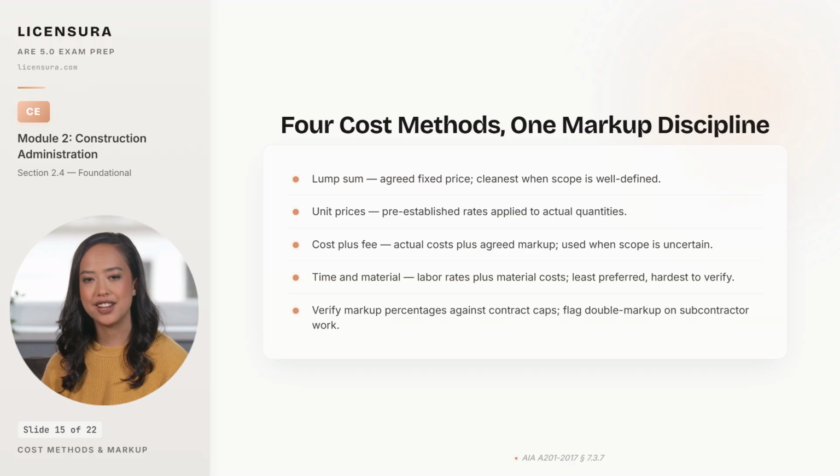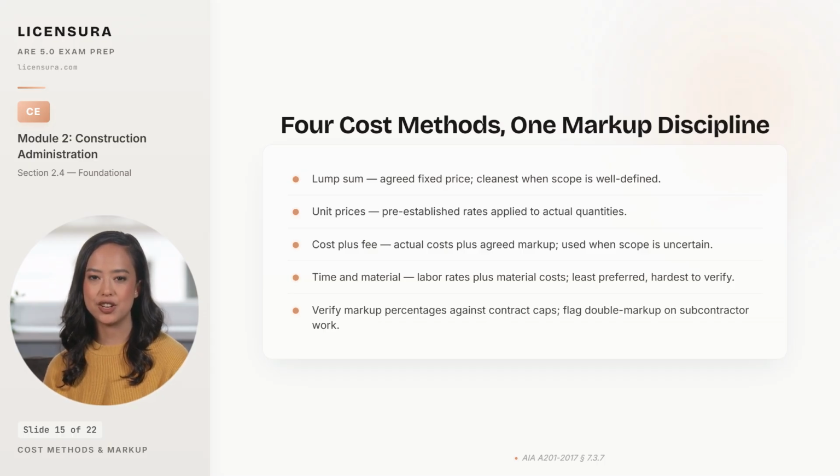4 cost methods exist under A201, and the choice affects how easily the CO can be verified. Lump sum is the cleanest method when the scope is well defined. The contractor and owner agree on a fixed price, the work happens, the CO closes. Unit prices apply when quantities will vary, but rates are pre-established in the contract, typical for earthwork, asphalt, and concrete by the cubic yard.